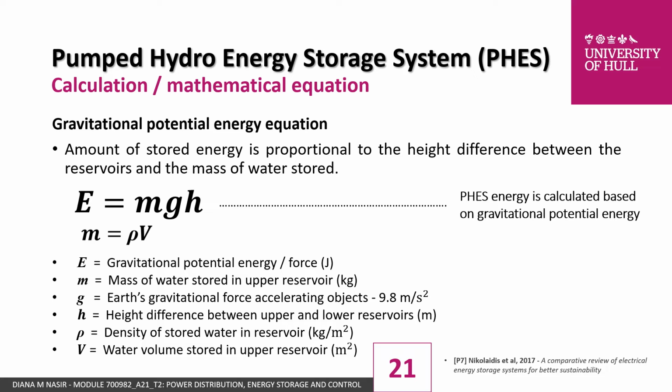About 10% of the energy stored in the upper reservoir will be lost when the water passes through the turbine. So to understand how we can actually store the energy using the system, definitely we have to refer to the gravitational potential energy equation.